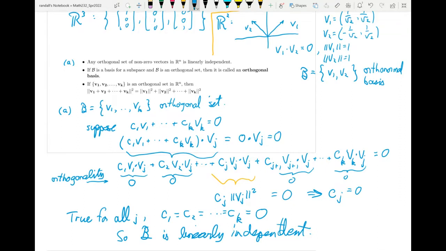Notice that if we have a basis that happens to be an orthogonal set too, then we'll call it an orthogonal basis. So you'll see from that term that it's a basis, meaning that it's linearly independent and it spans the subspace, and that the vectors are orthogonal.